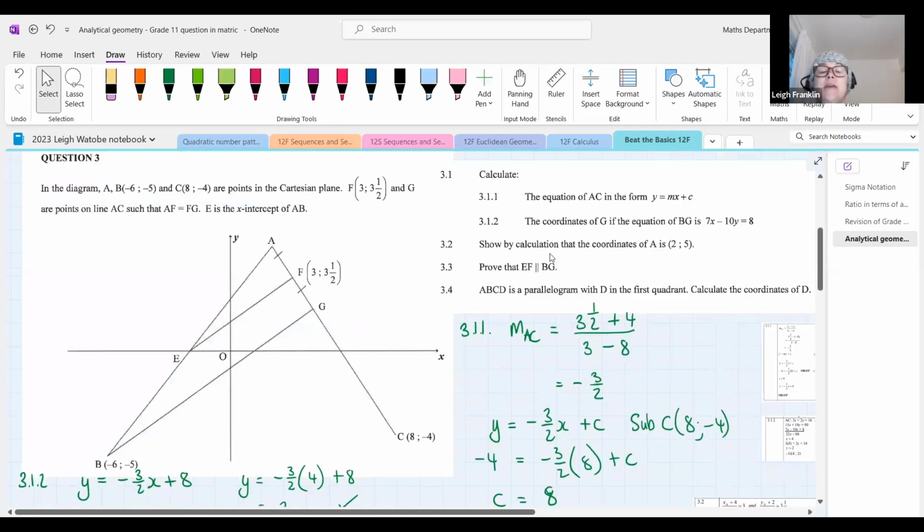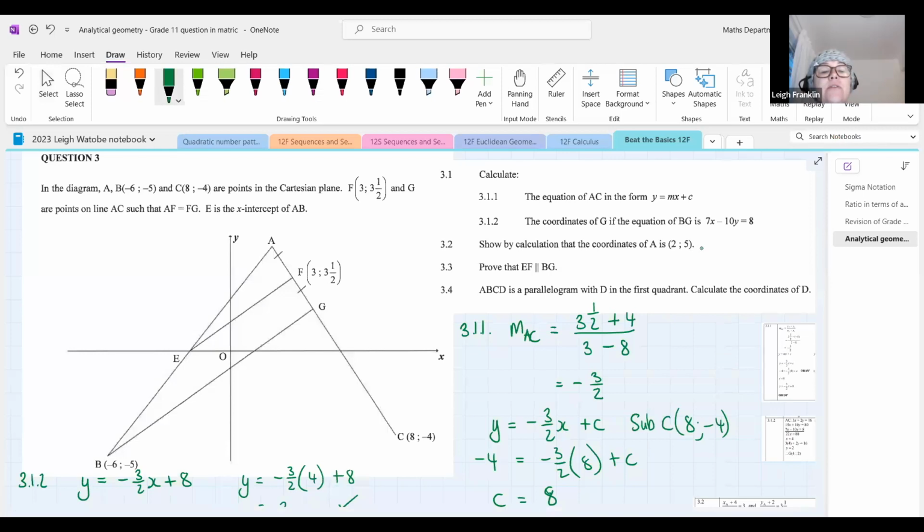Okay, now the next one. Show by calculation that the coordinates of A is 2 and 5. Remember, we've just calculated the coordinates of G. We know that it is 4 and 2. How are we going to get the coordinates of A, Matrix? Can someone unmute and tell me, how would we do this? What are we going to use? How would we work out the coordinates of A?